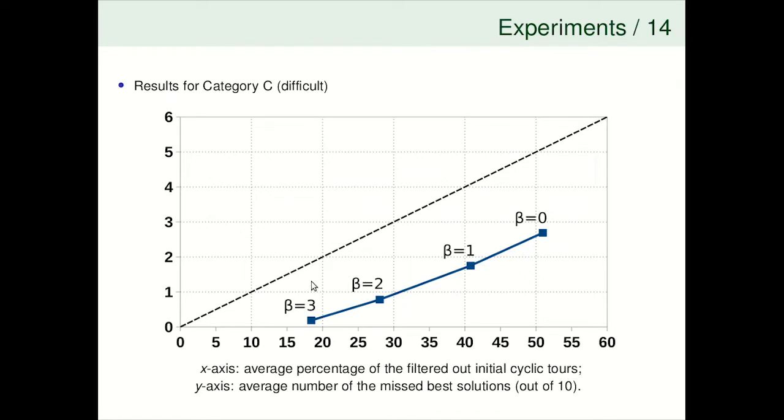As you can see, in all four configurations, our proposed surrogate-based filtering method performs much better than the randomized filtering method. However, when we decrease the value of the beta parameter from 3 to 0, the number of the filtered out tours increases, but it comes with the cost of losing more best solutions. Our aim in this research is to bring down this blue line and points down as much as possible, which means filtering more tours and at the same time losing less best solutions.